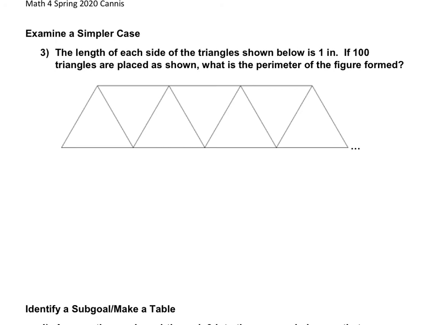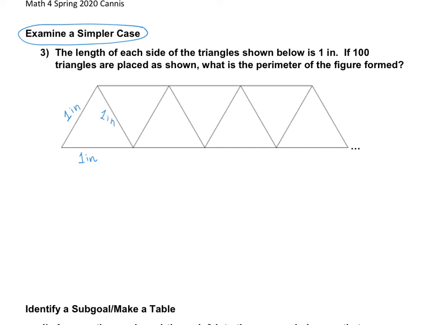In this video, we're going to look at two more problem-solving strategies. The first one is examining a simpler case. What we're given is that the length of each side of the triangles shown below is 1 inch. So it's really an equilateral triangle. So each side is 1 inch.